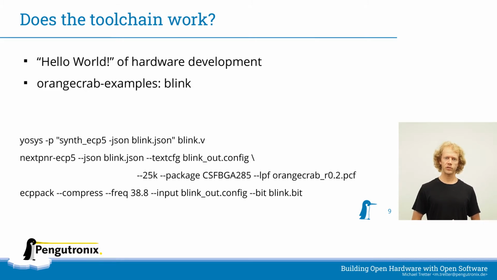First, we call Yosys with the synth_ecp5 command on the Verilog file. This creates the netlist for the ECP5 as JSON. Then we route the netlist for the OrangeCrab.